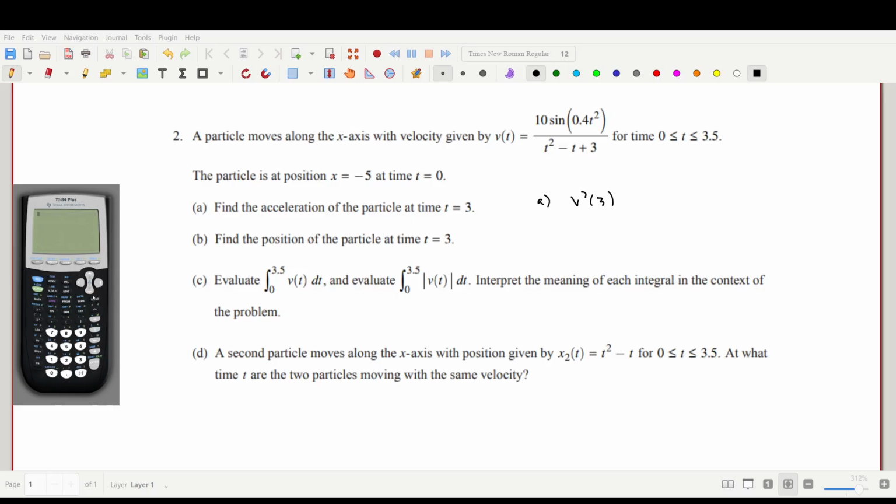All right, and then acceleration, that's just the derivative. So that's math 8, ddx of y1 at 3. All right, negative 2.118.